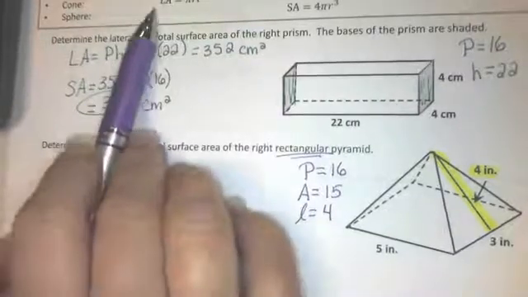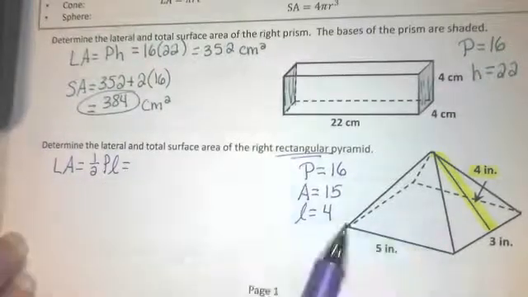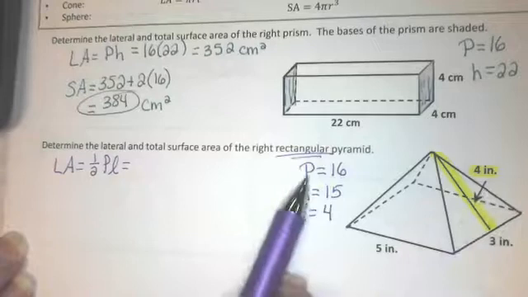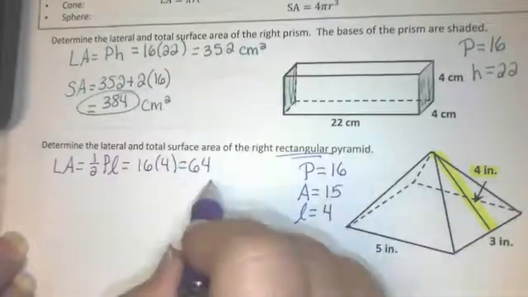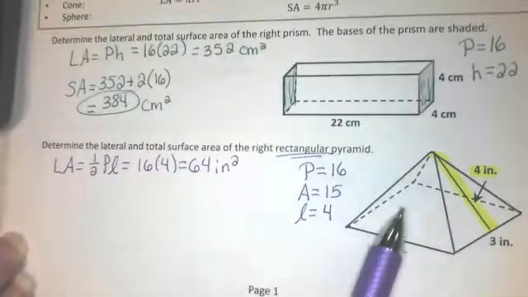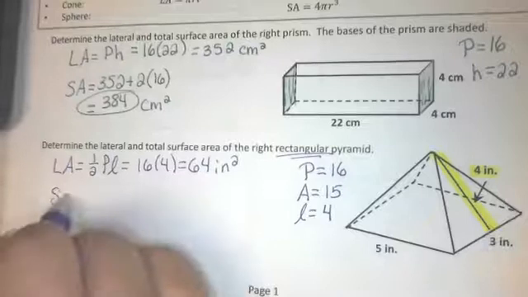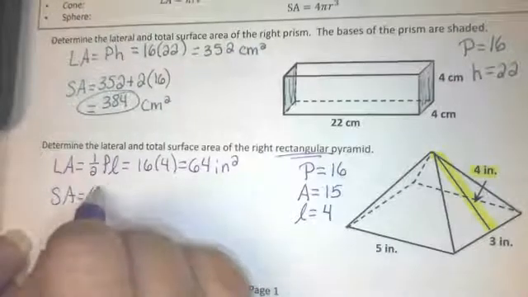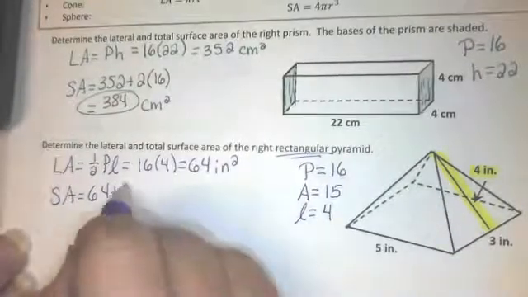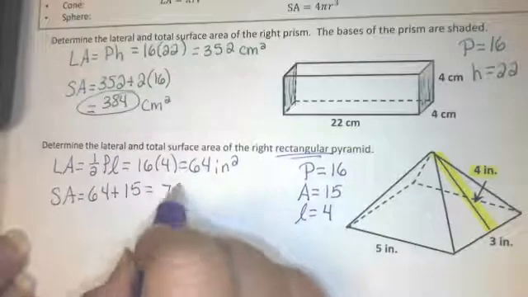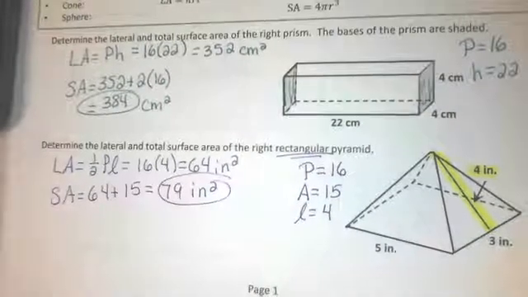So for a pyramid, the lateral area is 1/2 PL, perimeter of the base times the slant height. So P times L. 16 times 4 is 64 square inches. So that was the area of the triangles all around, but we didn't include the base. So total surface area is going to be this number plus the base. This time there's only one base because it's a pyramid, and the area of the base was 15. So I get 79 square inches for the total surface area of my shape.